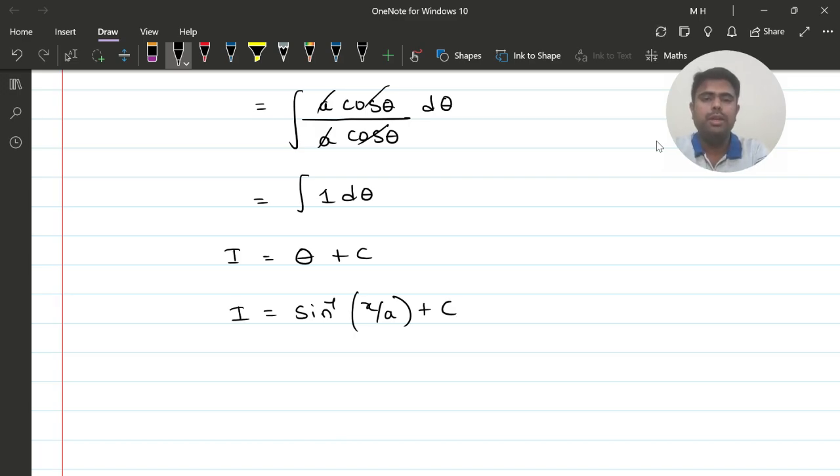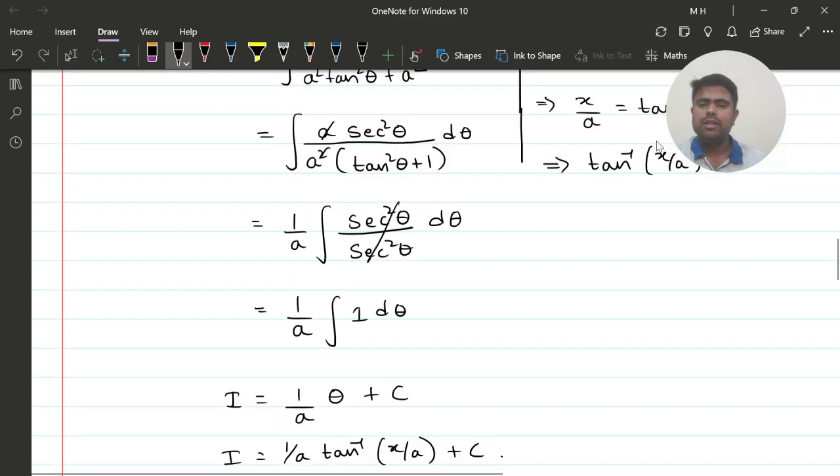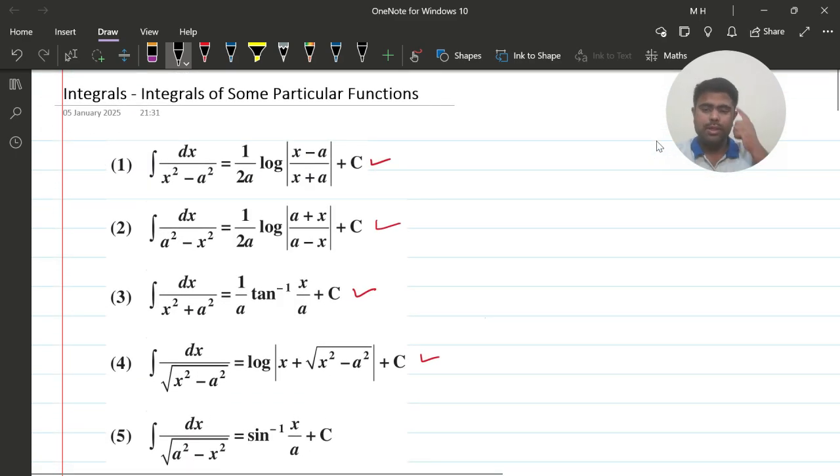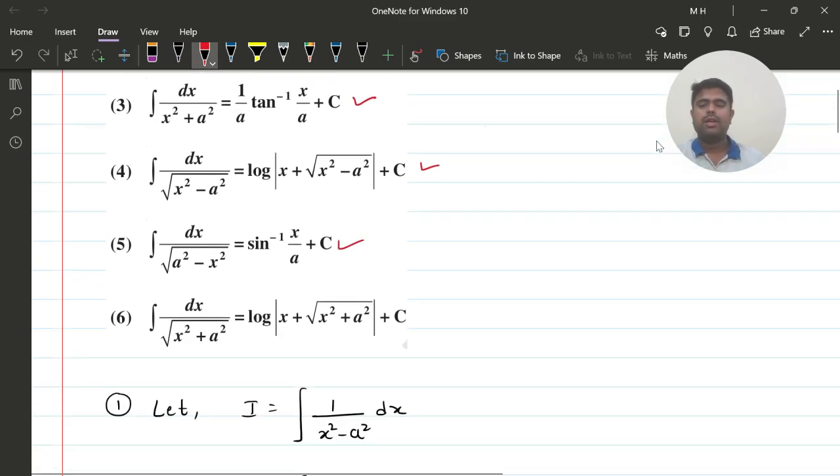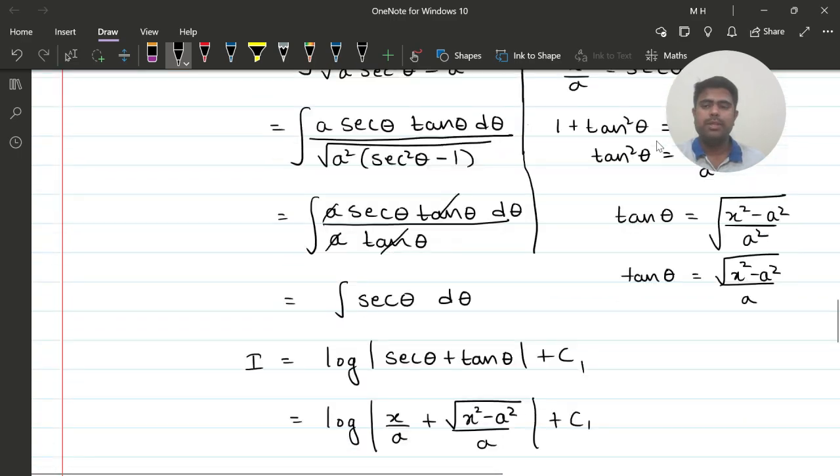So this is going to be the integral, right? Fine. I think this is what they had asked us to prove. Yes, sin inverse x by a plus c. So we have done it. Okay, let us now take up the sixth one, 1 by root of x square plus a square.